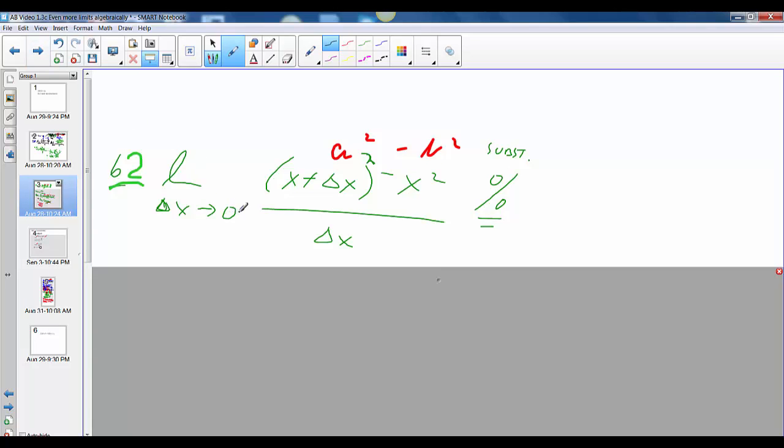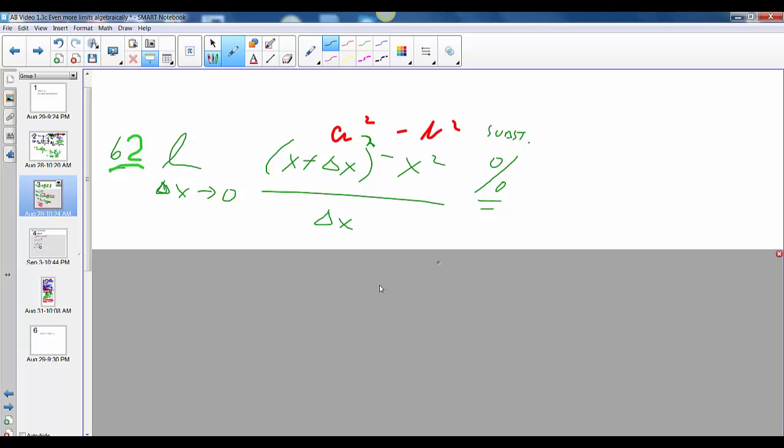Number 62, you have the limit as delta x goes to 0. Think of delta x not as the product of the symbol delta and the variable x, but as a single quantity, delta x. So you have the limit as delta x approaches 0 of the quantity x plus delta x, squared, minus x squared, over delta x. So if I replace delta x by 0, I'll get x squared minus x squared, which gives 0, over delta x replaced by 0. So I do end up with 0 over 0.